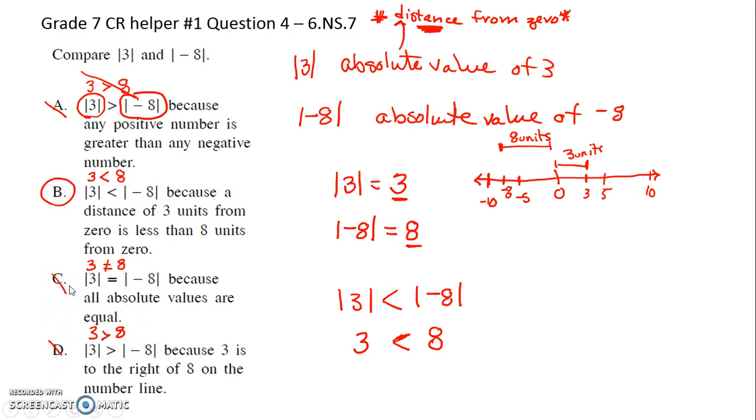All right. Hopefully that helps. The key is you have to understand absolute value represents a distance, just how far you are from 0. So the absolute value of -8 is 8 because it's 8 units from 0. Absolute value of 3 is 3 because that's 3 units from 0. I hope that helps.